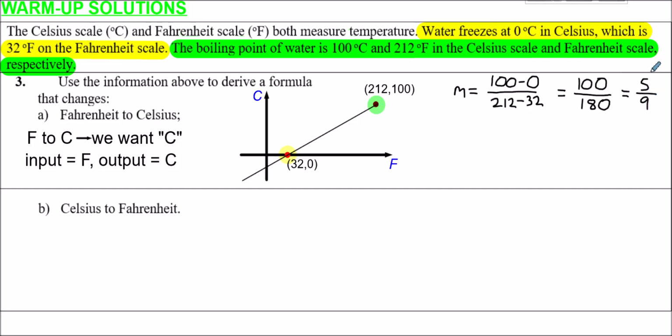We can now use a formula like y minus y1 equals m brackets x minus x1, but bearing in mind we're not talking about y and x anymore, we're talking about C and F. We can adapt that and say C minus C1 instead of y minus y1 equals m brackets F minus F1, because we know two coordinate points where we know both F and C. Let's pick the easier one, this point here, where F is 32 and C is 0.